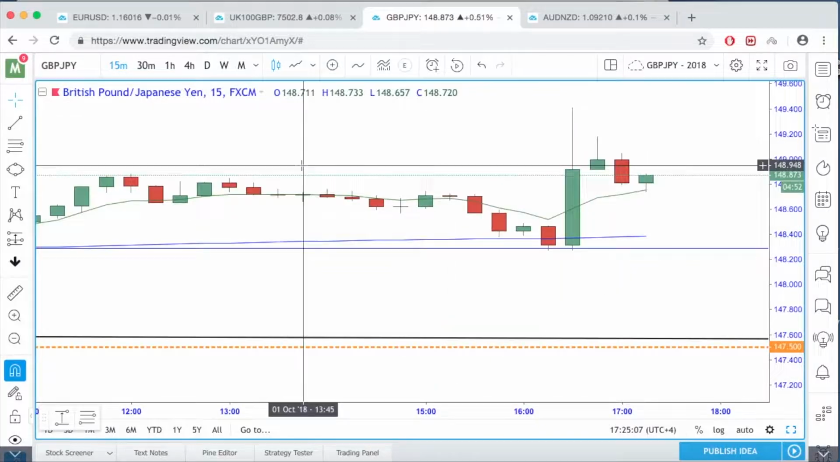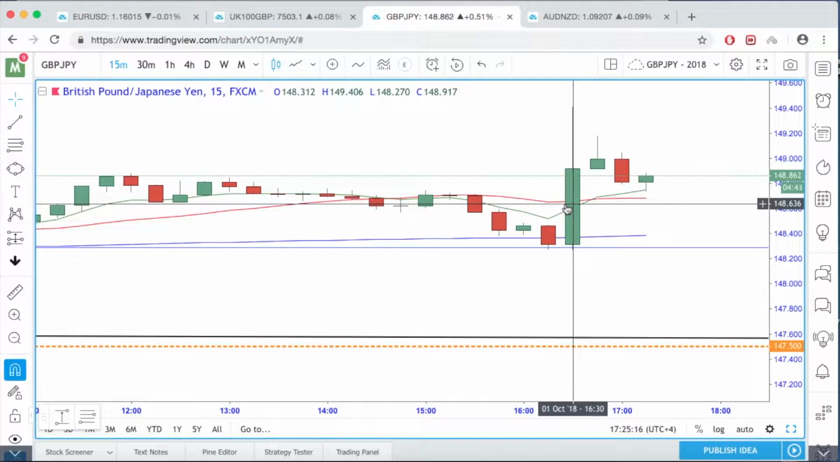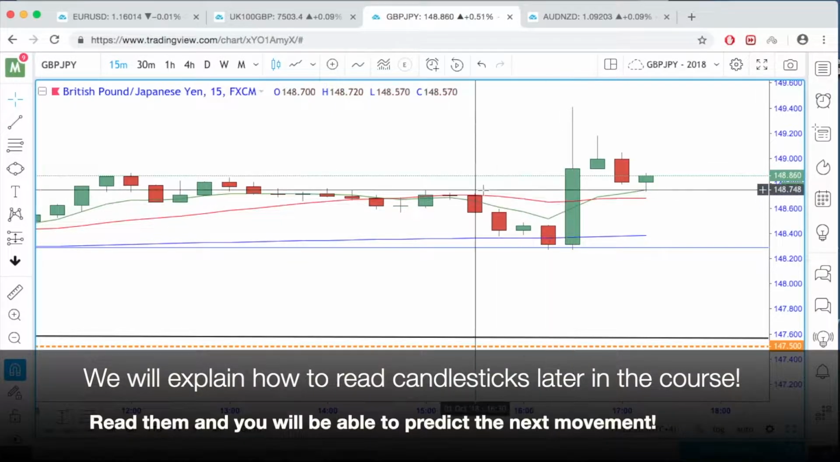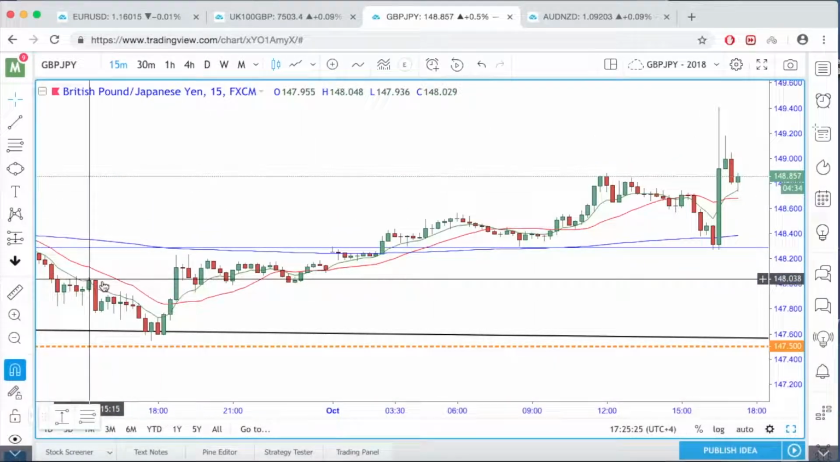So that's the basics on these candlesticks, so you now understand what they mean. The candlestick formations and the patterns will be explained later on in the course. So let me just zoom out a little bit now. Have a look at these lines. What do these lines mean?